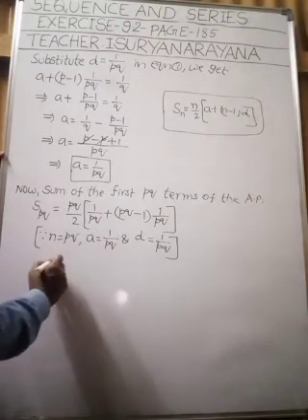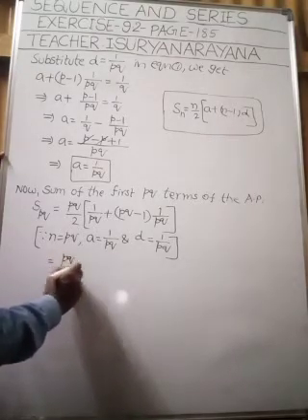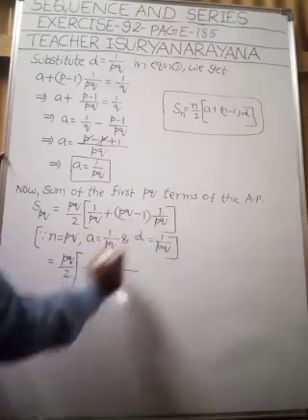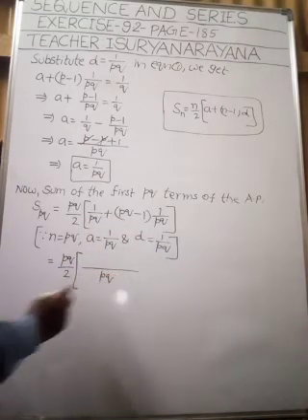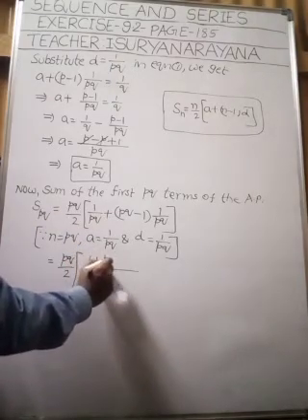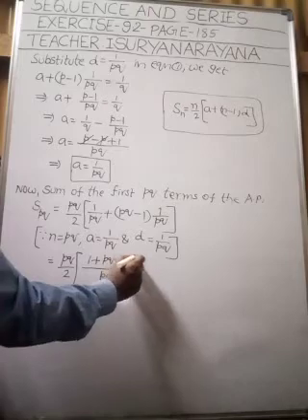Right. This implies PQ by 2. Here LCM is PQ. Yes or no, my children? PQ. What will you get? 1 plus PQ minus 1.